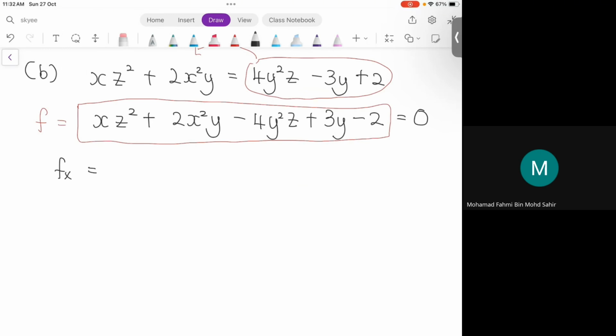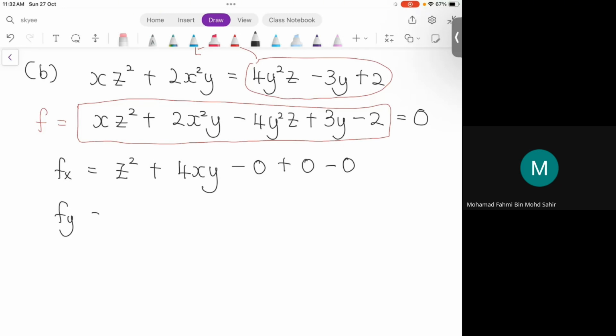So I'll go to the fx first. So I get z squared plus 4xy minus 0, 0, 0. Okay, this is fx.